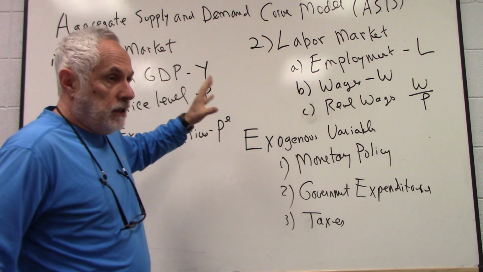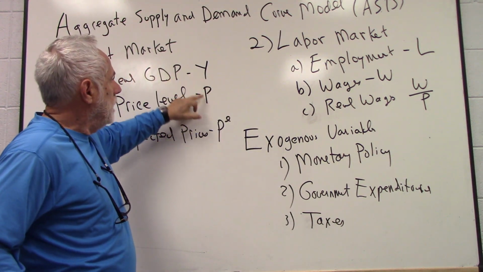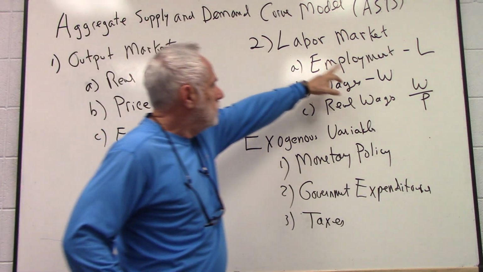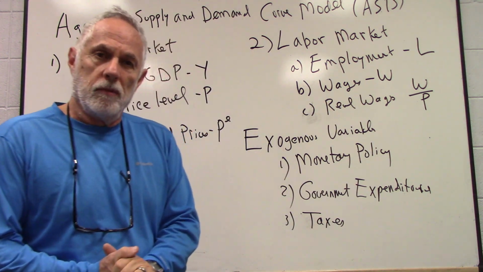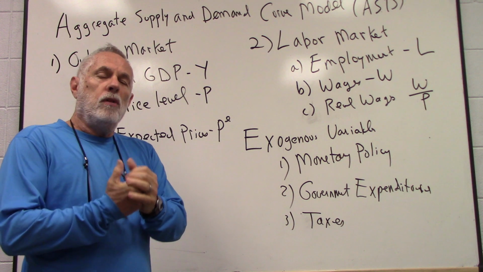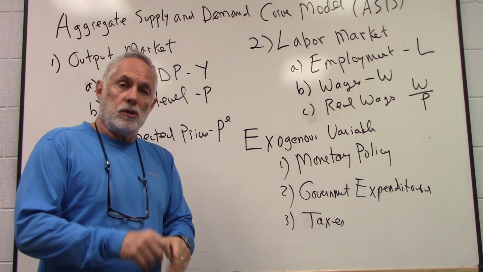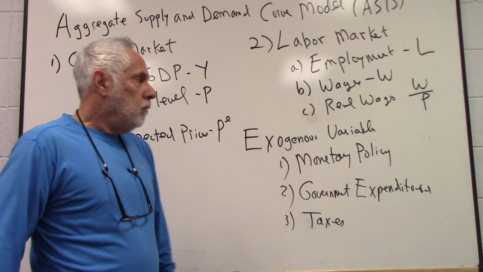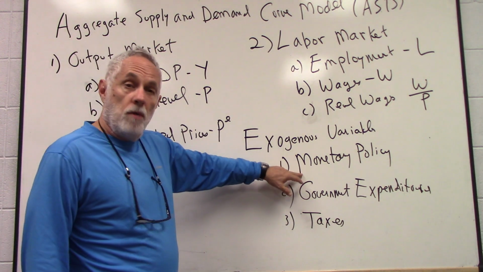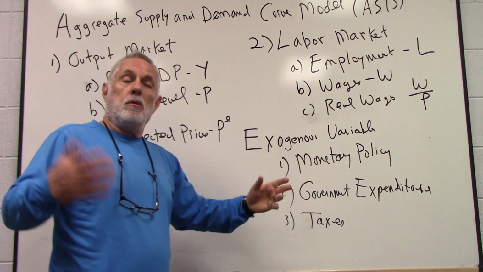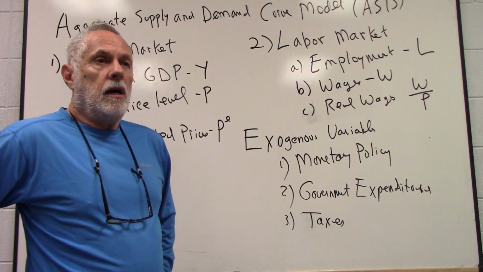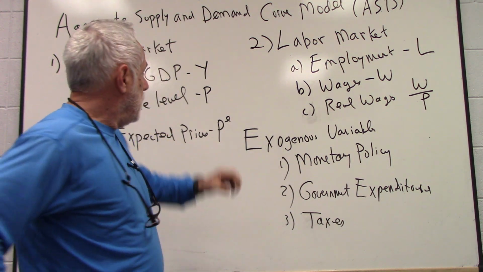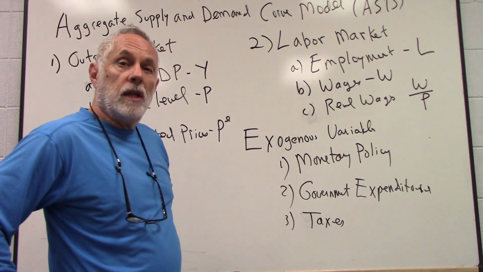To summarize, Y, P, expected P, L, W, and W over P are all endogenous variables in our model. Then we have to look at the exogenous variables. How are we going to shock this model? First, monetary policy, which we talked about with open market operations. That will be an important feature in influencing the output market and labor market.